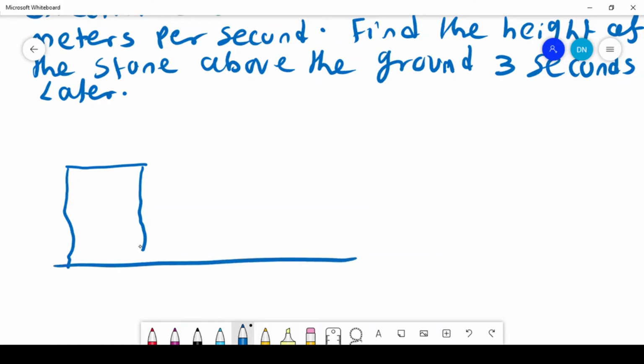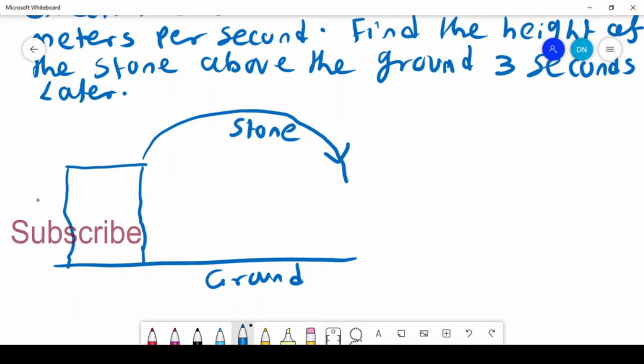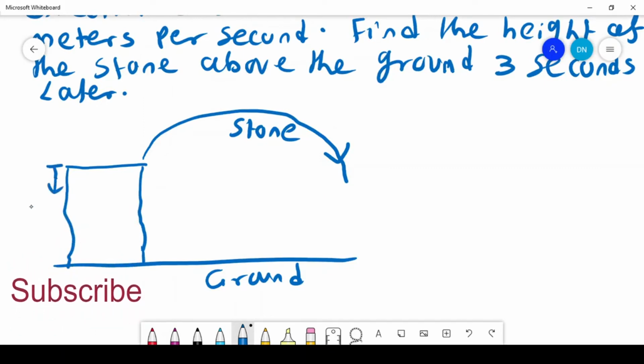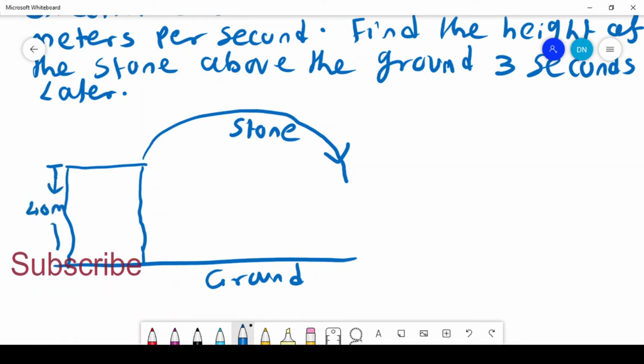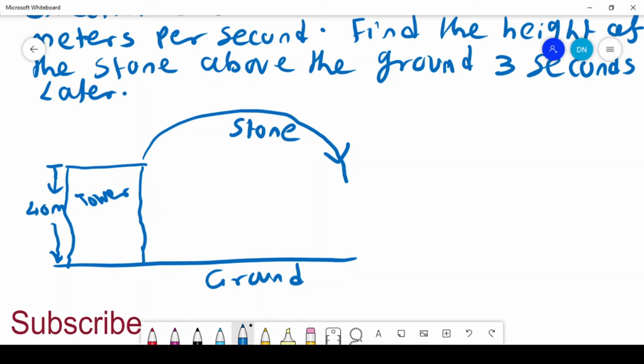So this is the ground. And so the stone is thrown and it's taking that. So this is the stone movement. This is the height here. This is 40 meters. And the stone is thrown and it moves in a certain trajectory. So this is the tower. And we are told to find how far the stone is 3 seconds later.